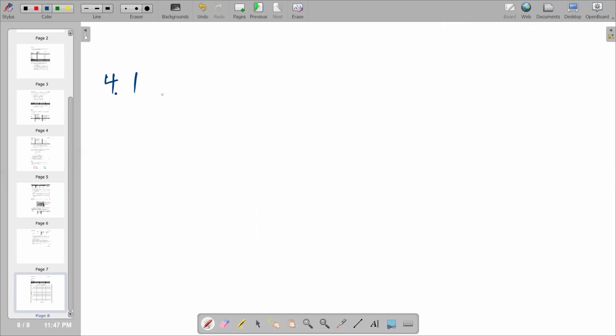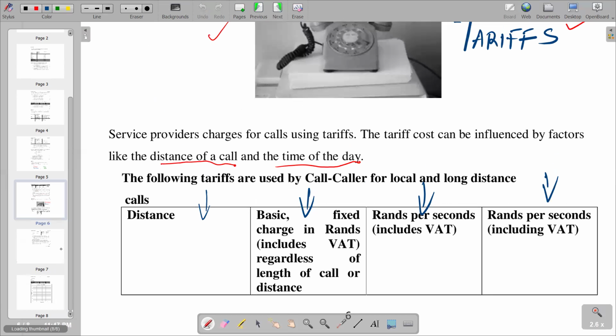whereby we are saying distance. The distance of the call. The second factor is the duration. If we refer back, you see that we're given time of the day.